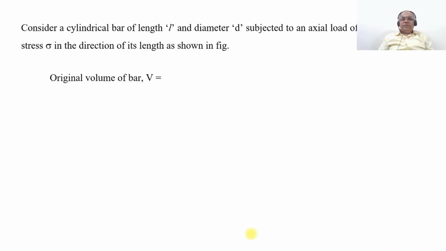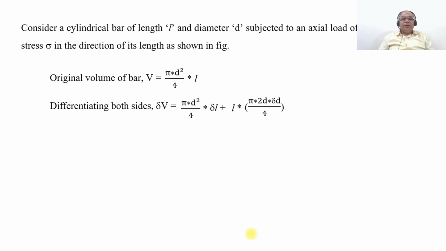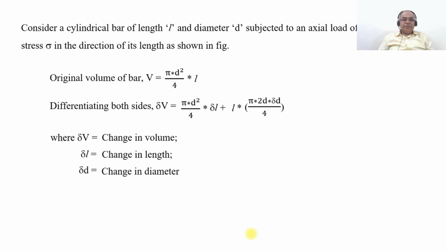So what is the original volume of the bar? Original volume of the bar V will be equal to pi D square by 4 into L. So here, differentiating both sides, we have delta V will be equal to pi D square by 4 into delta L plus L into pi by 4 into 2D into delta D. Where delta V is the change in volume, delta L is the change in length and delta D is the change in diameter.